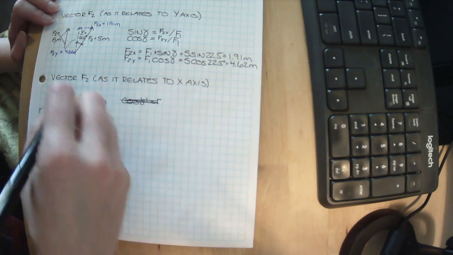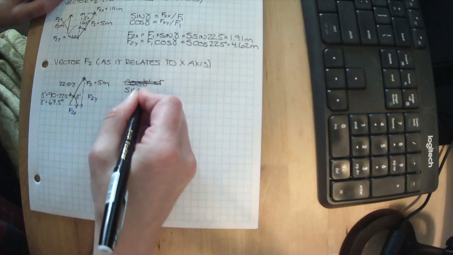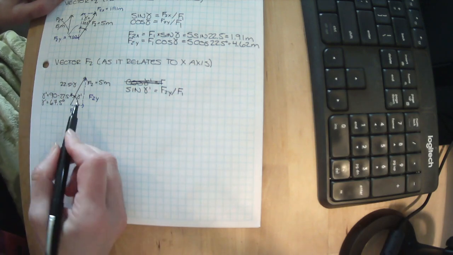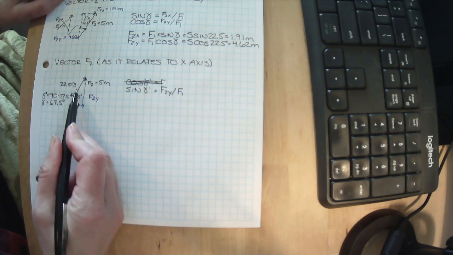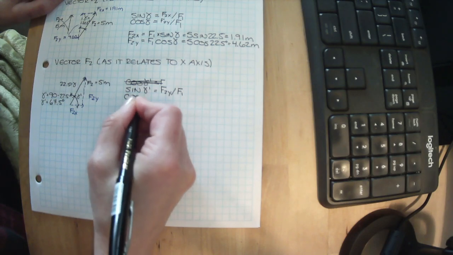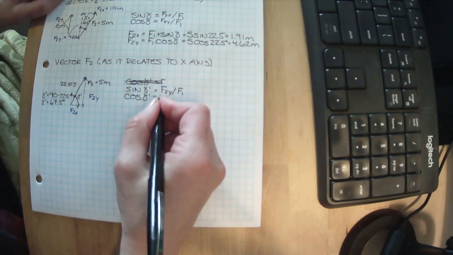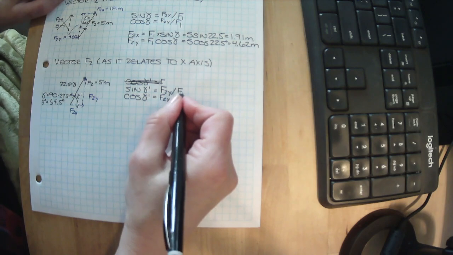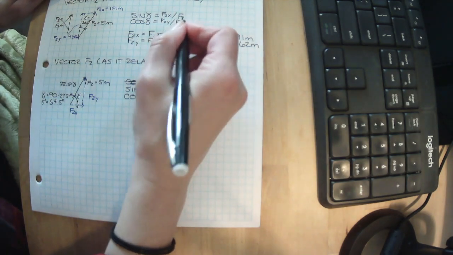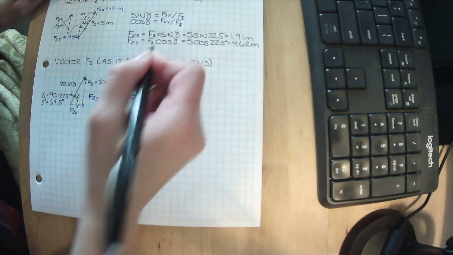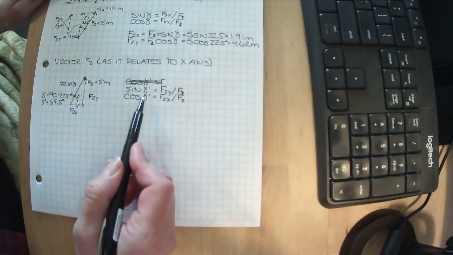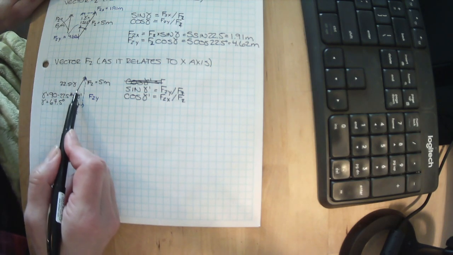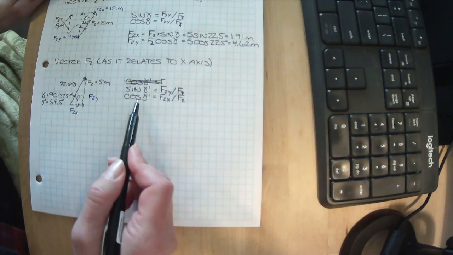So now we know that the cosine of gamma prime is, well, I'm going to start with sine just because I'm lazy here. Sine gamma prime is F2y relative to F2. So we've got opposite over hypotenuse. Cosine of gamma prime is F2x relative to F2. All of these should be F2. So we now have our adjacent side relative to our hypotenuse.